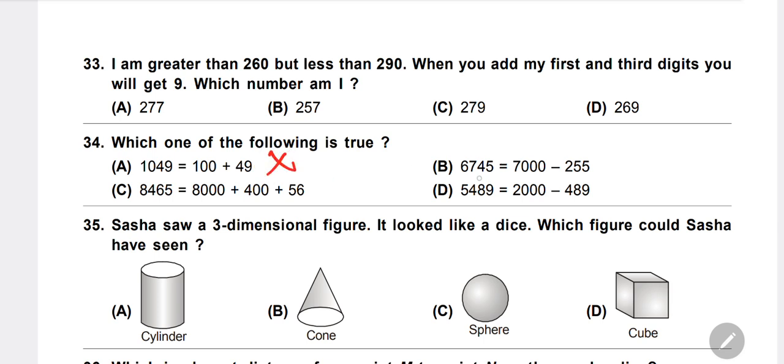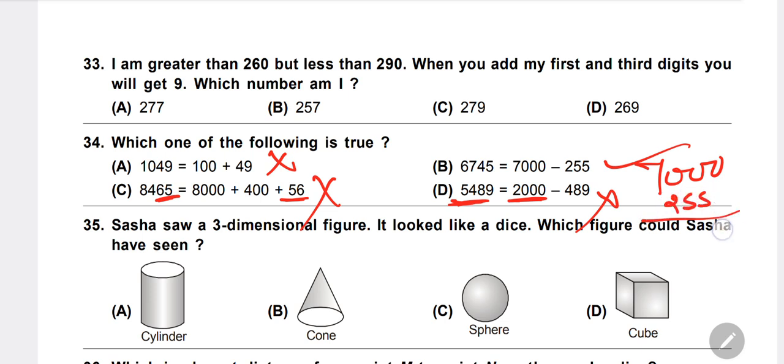Wrong. 6745. It may be. This is 6556. Wrong. 5489. How do you get 5489 after subtracting this? Because 2000 is already less than this number. So this is never possible. So this is our answer. You can subtract 255 from 7000. 10 minus 5, 9 minus 5, and then because you give a carry, it becomes 16, and 6 minus 2. 6745.